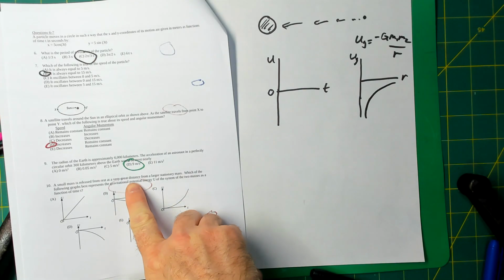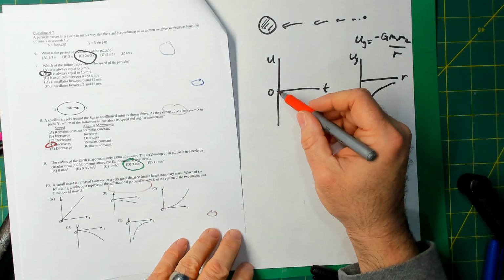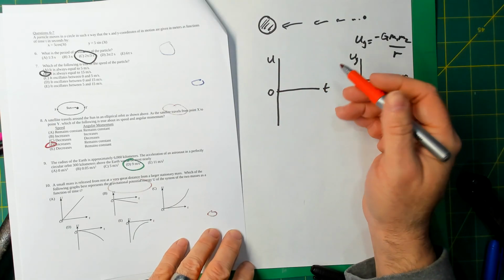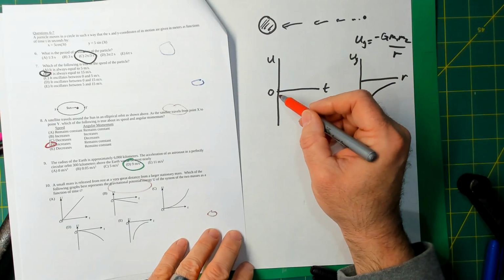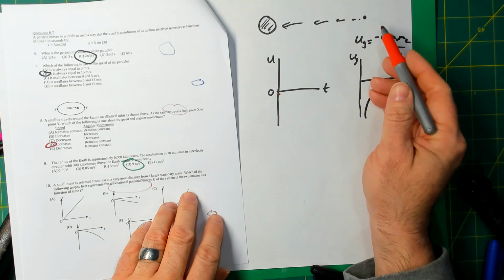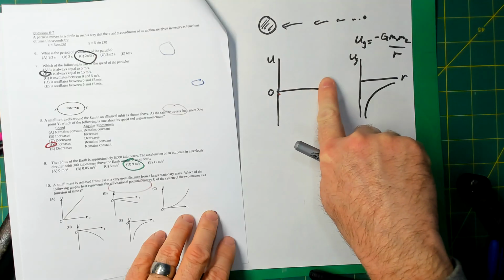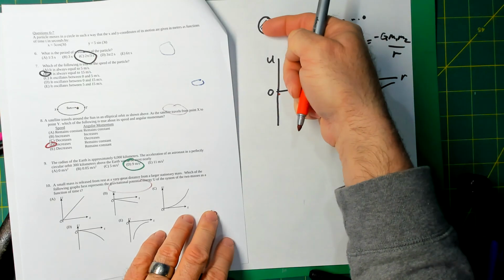I'm starting off a very great distance away. So at time 0, my potential energy, at infinity, would be 0. So my potential energy is starting near 0. If I was at infinity, it would be 0. And now I'm going to slowly fall in closer and closer. So as time goes by, I'm getting closer in this way.